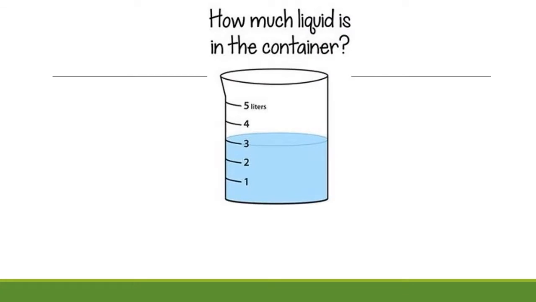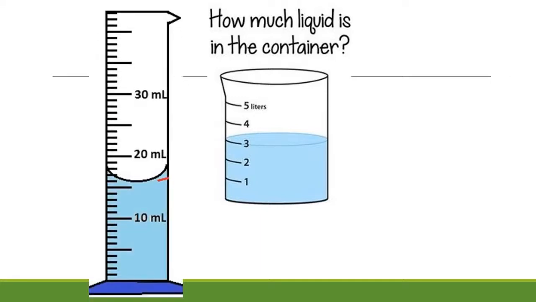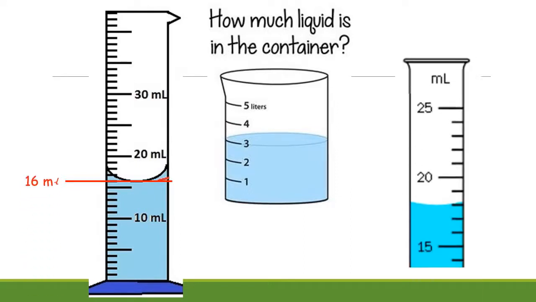How much liquid is in the container? Answer is 3 liters. This one? This is the meniscus. So the reading is 16 ml. One more. This one, the reading of the volume is? Yes, 18 ml.